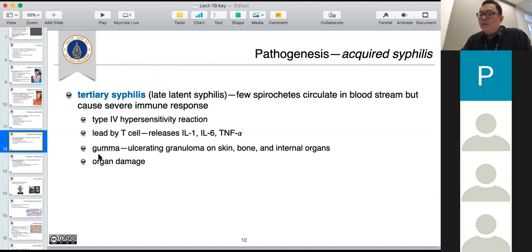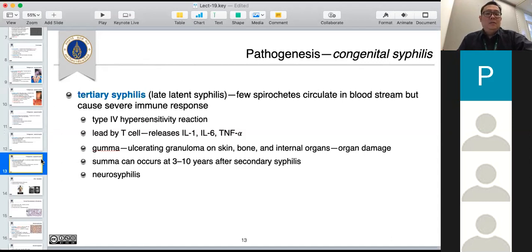Syphilis also can infect the brain and the cardiovascular system, which can be neurosyphilis. Finally, they infect the brain, pass the blood-brain barrier and cause meningitis also.